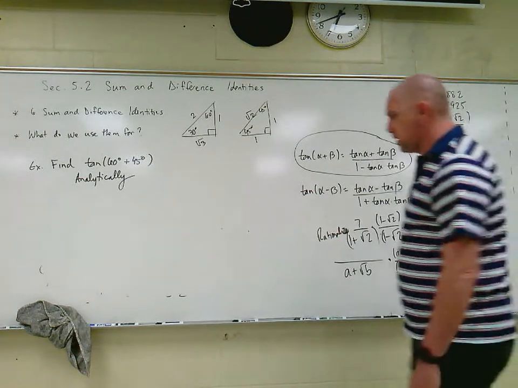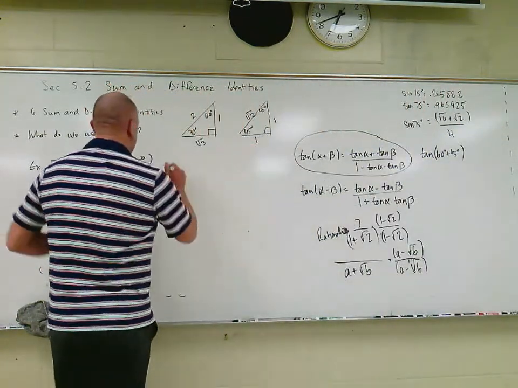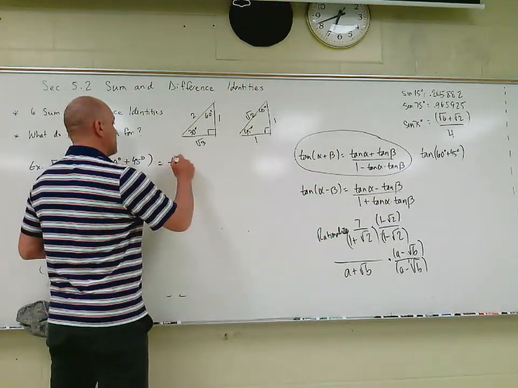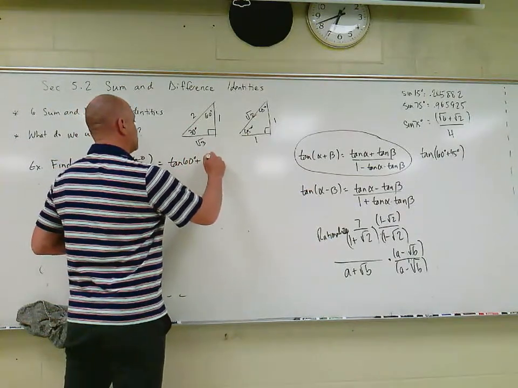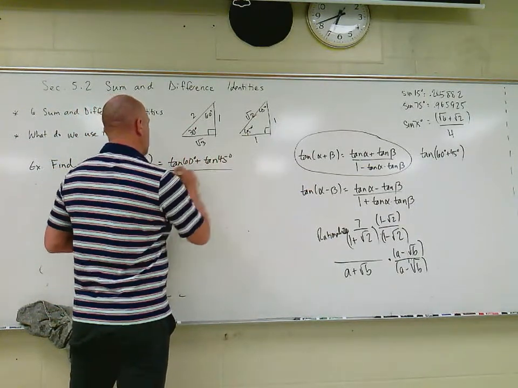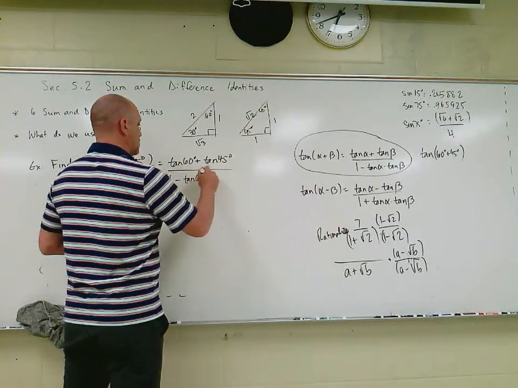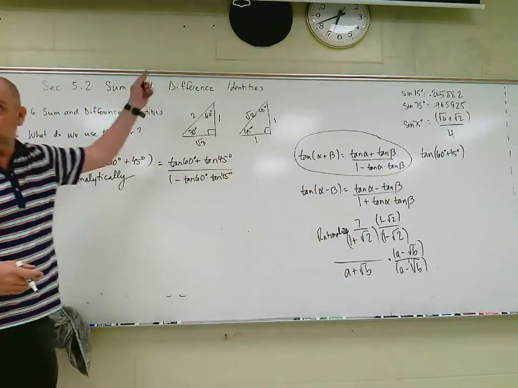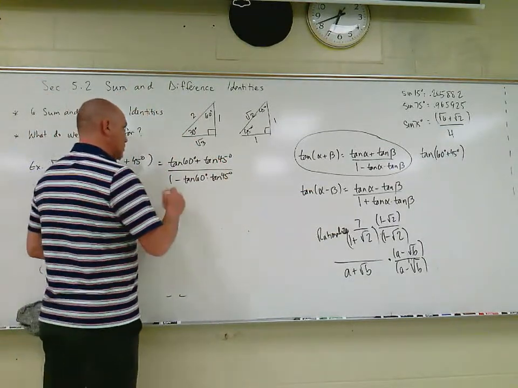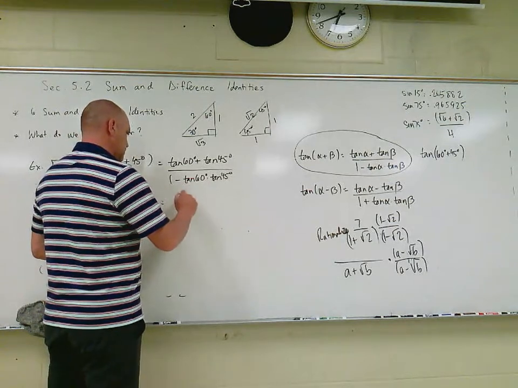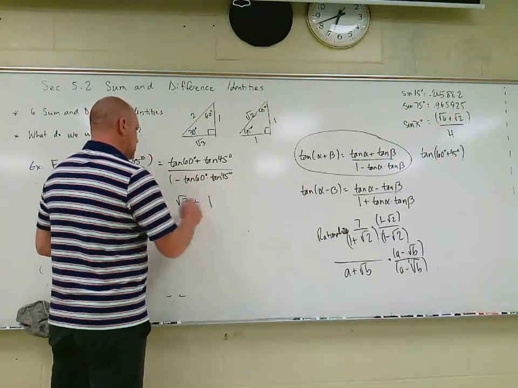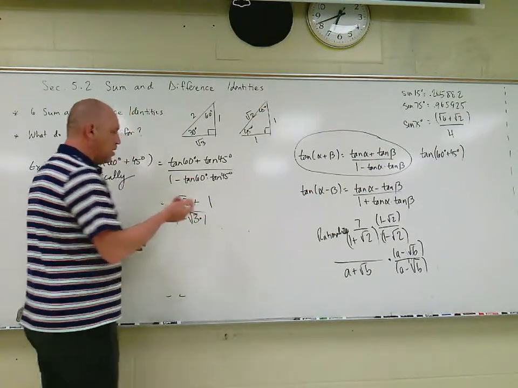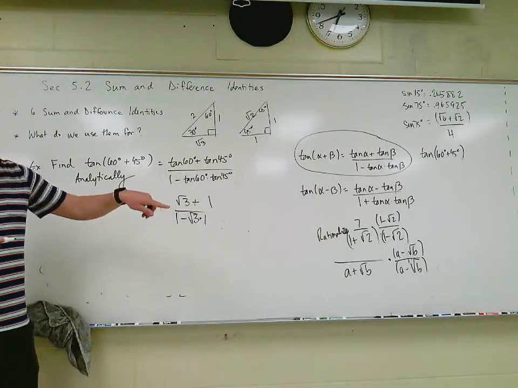So let's go ahead and plug in and see what we got. If I use the identity, it should be tangent of the first angle plus tangent of the second angle over 1 minus tangent of the first times tangent of the second. All right. And now this is where you want to have these memorized, right? So tangent of 60 is what? Tangent of 45, 1 minus tangent of 60, square root of 3, tangent of 45, 1. So on the bottom, we just get 1 minus square root of 3, okay?